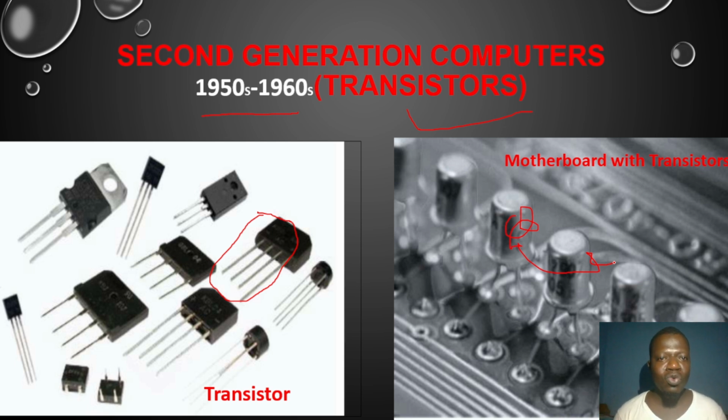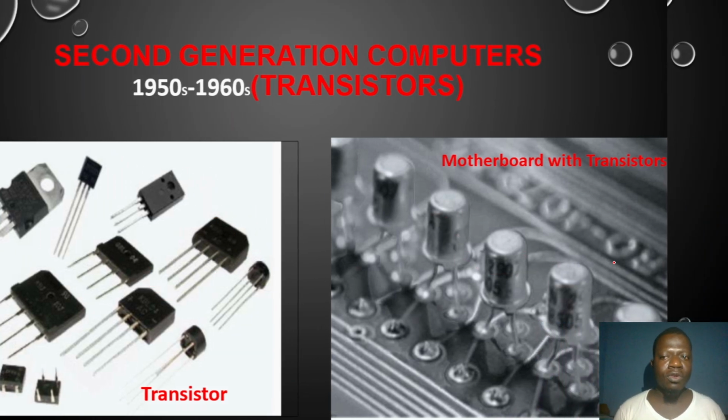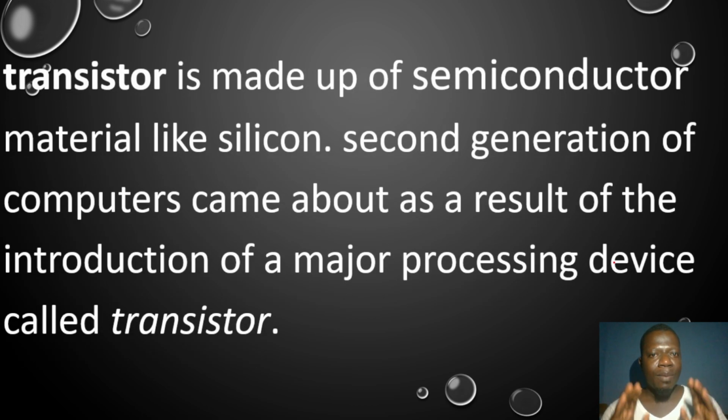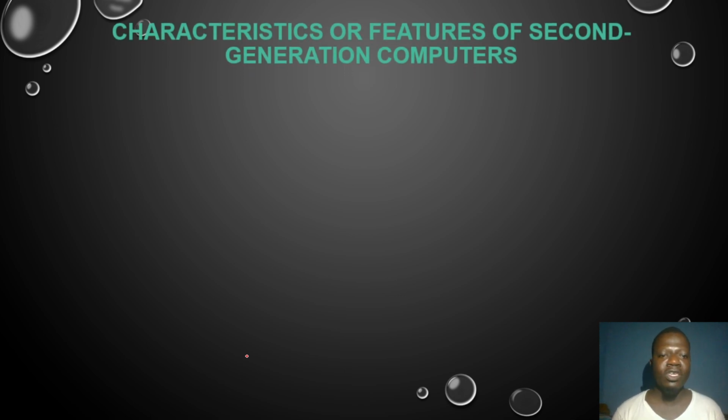Beautiful. So we are going to look at the characteristics of transistor computers, or the second generation of computers. But before then, let's look at what a transistor simply means. It is made up of semiconductor material like silicon. And the second generation of computers came about as a result of the introduction of a major processing device, which we are calling the transistor. I hope I'm clear. Wow. So let's now move on to the various characteristics of the second generation of computers.